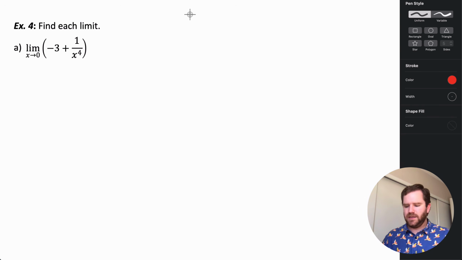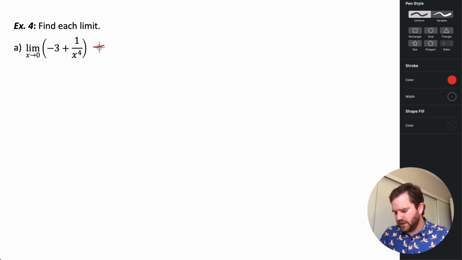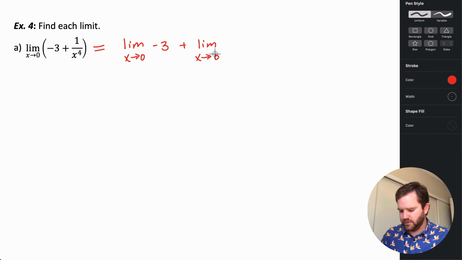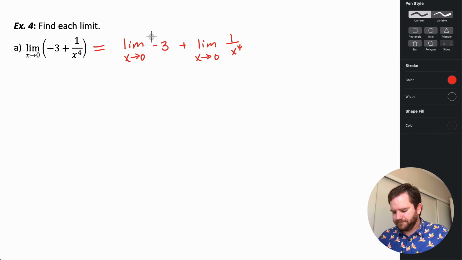So let's take a look at these two examples, and then we can finish up here. So the limit as x approaches 0 of the quantity -3 plus 1 over x to the 4th. So this looks like it's a sum and difference, and then also one of those quotient properties. So basically we could think of this as the limit as x approaches 0 of -3 plus the limit as x approaches 0 of 1 over x to the 4th. Okay, so finding the limit of a constant is just that constant, so it's going to be -3.